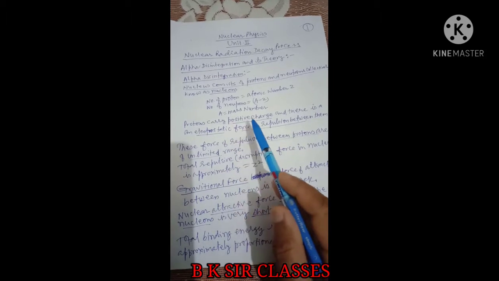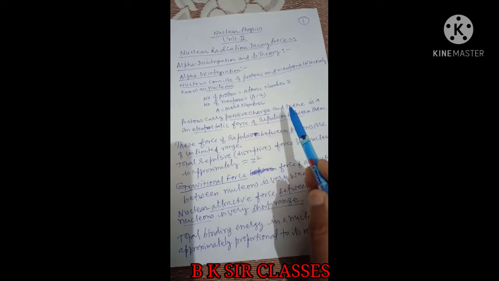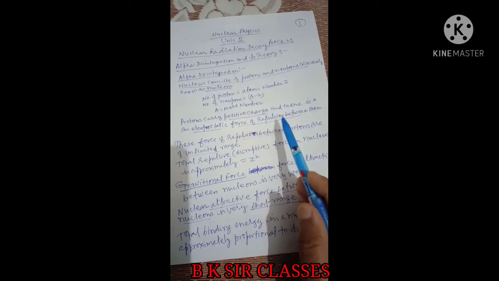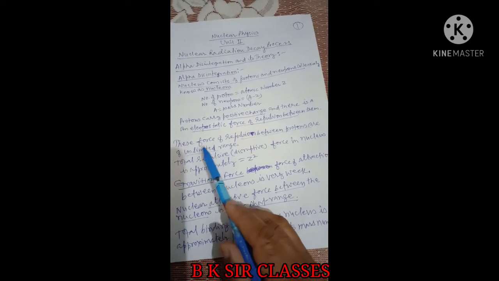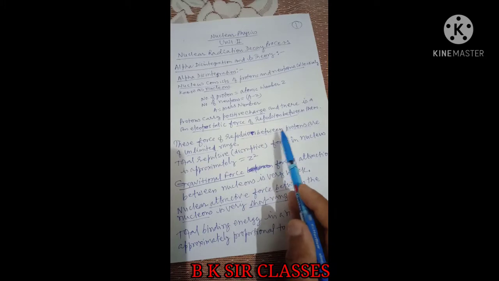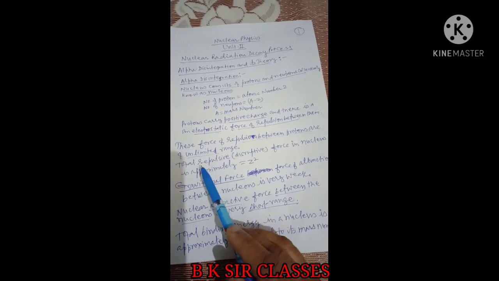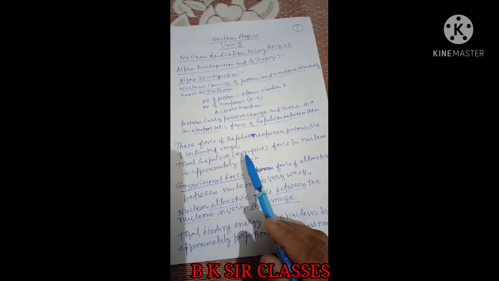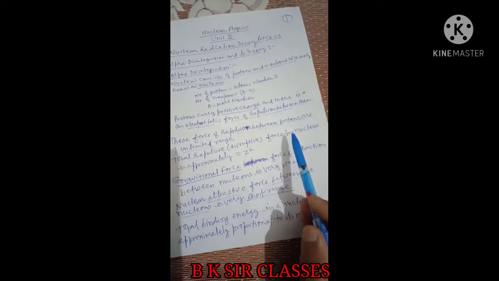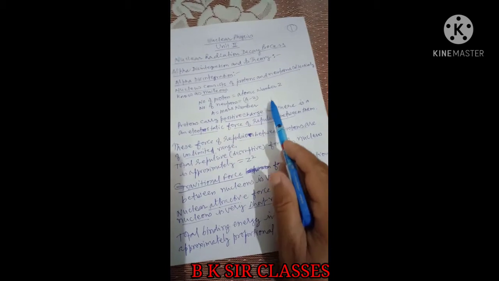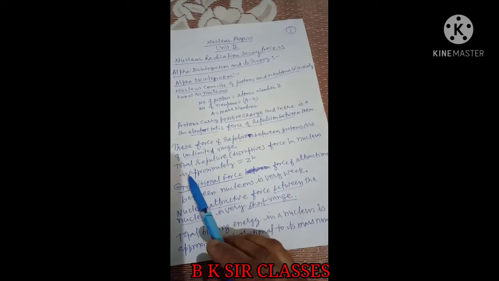Protons carry positive charge, and there is an electrostatic repulsive force between them. These forces of repulsion between protons are of unlimited range. The repulsive disruptive force of the nucleus is approximately proportional to Z squared, where Z is the atomic number.